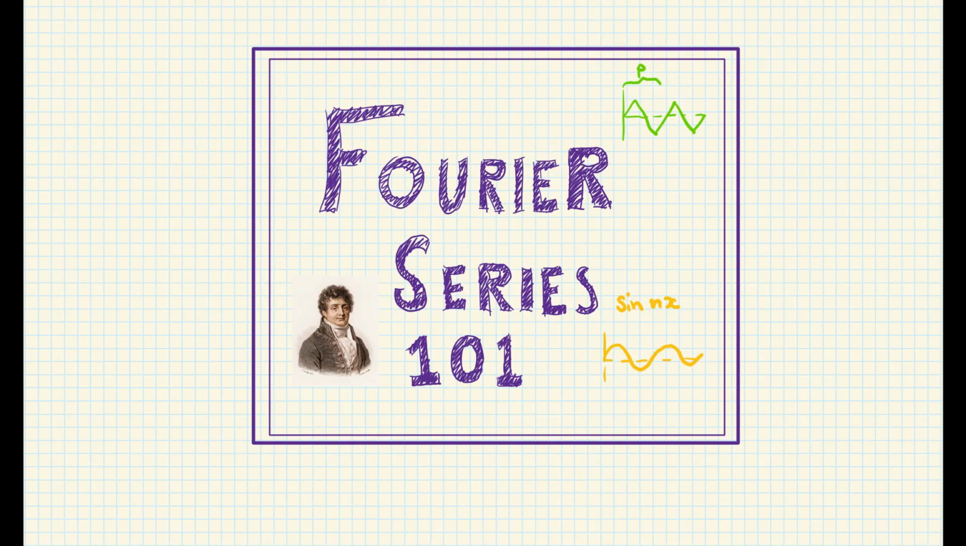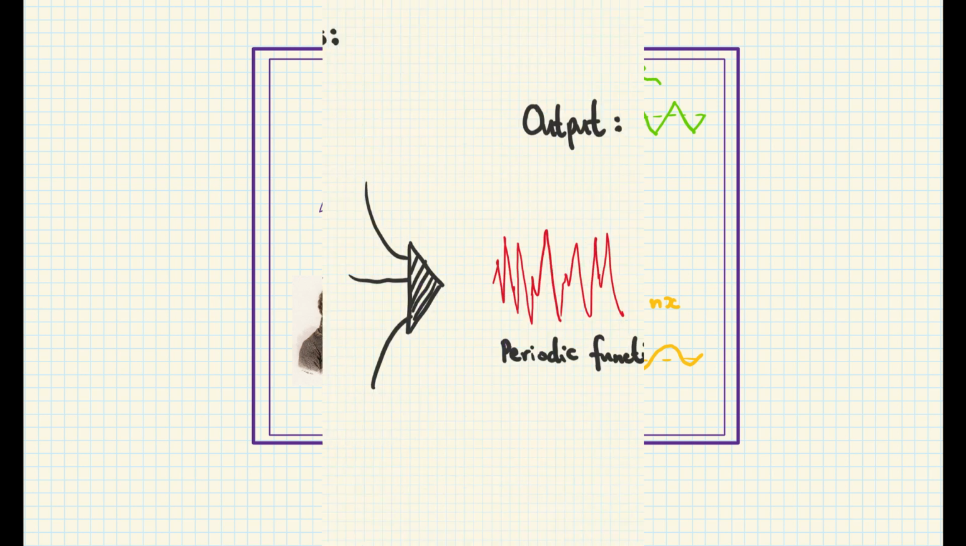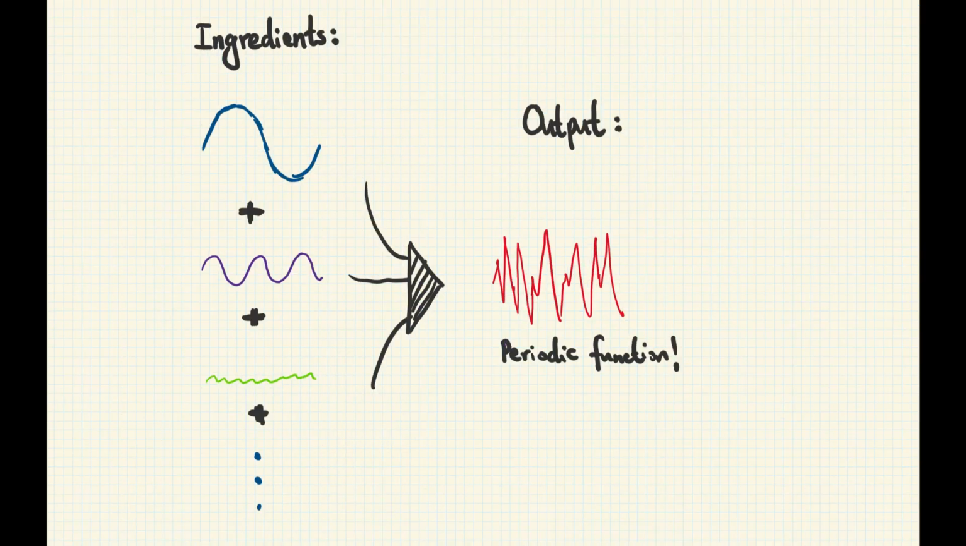In this video, I will go over the significance, basic theory, and how to apply Fourier series. A Fourier series is a special sum of sine and cosine functions which allow us to represent any periodic function.